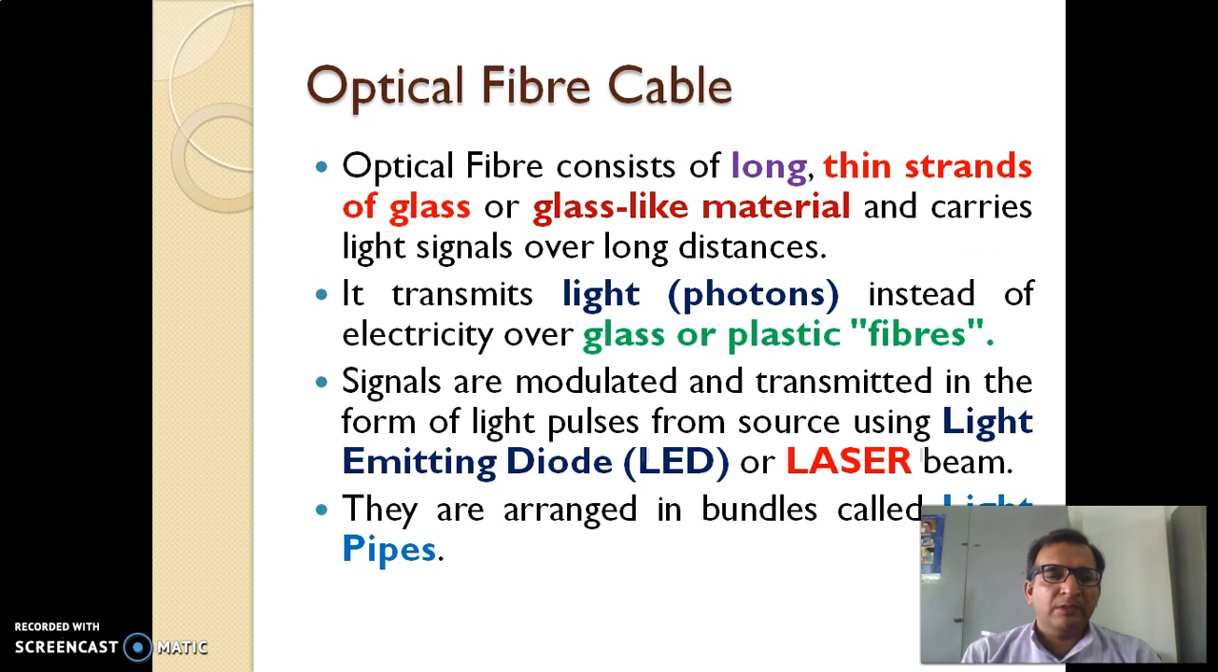So if we come to the third type of cable, that is optical fiber cable, it consists of long thin strands of glass-like material or some high-grade plastic, which carries the light signal over long distances. Light, or photons, are transmitted instead of electricity over the glass or plastic medium, and signals are modulated and transmitted in the form of light pulses, whose source is LEDs or laser. When we see a bundle of optical fiber cables, it is called light pipes.